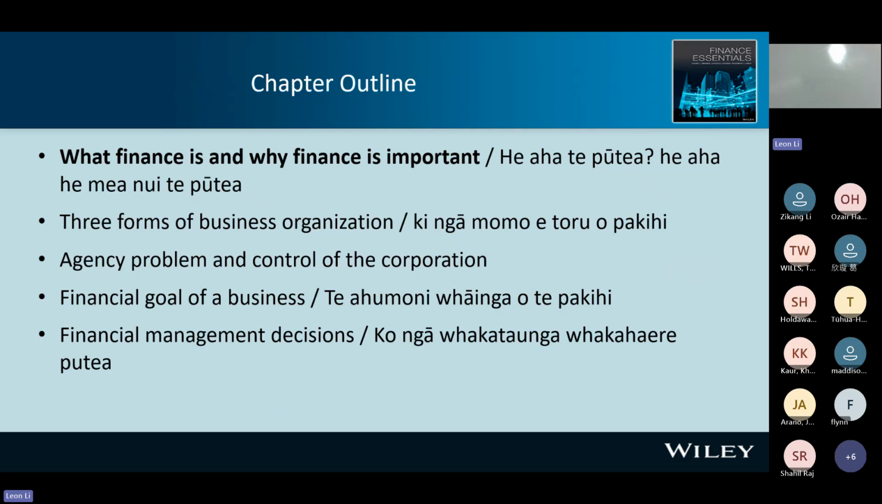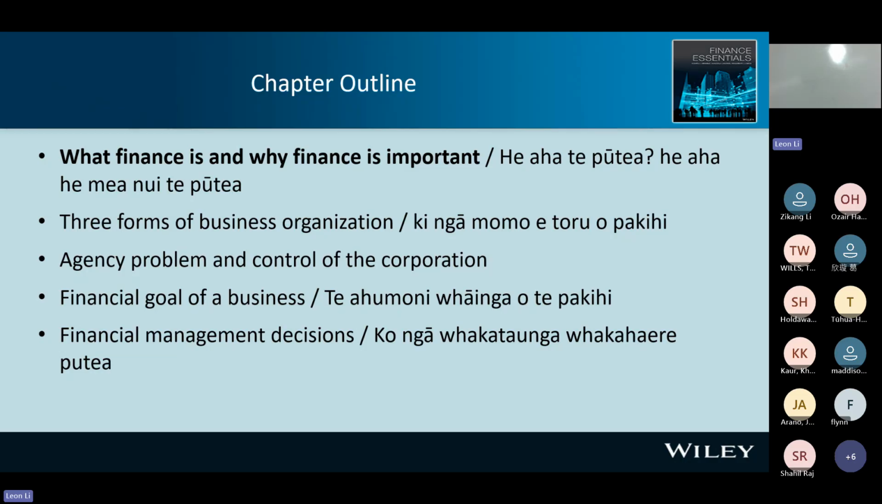So, chapter outline. On this slide, we identify 5 topics for chapter 1. Our first topic is what finance is and why finance is important. By the way, in addition to English, I have the Malay translation for you. Today, I hope we can finish the discussion on topic 1 only, and on Friday, we will continue with the other 4 topics. Because today is the first day, we need time to warm up. We don't need to go faster on the first day.